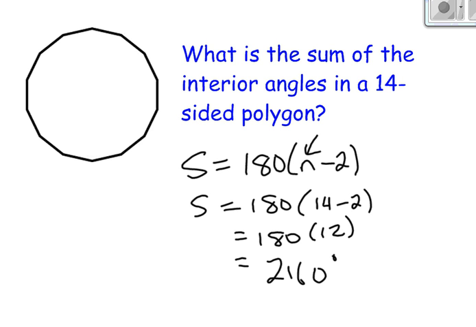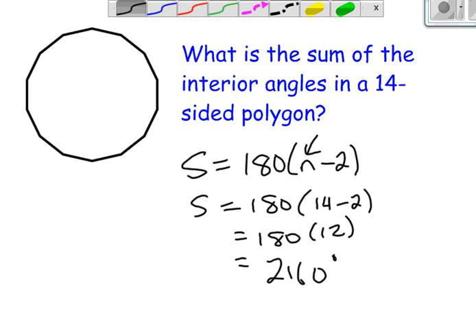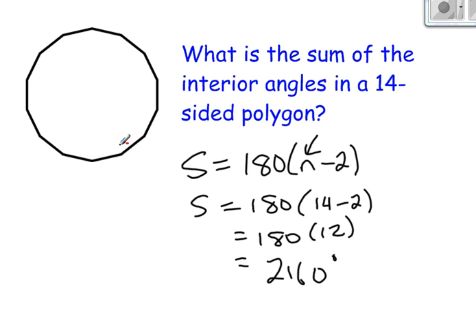And again, what that means is that if I were to measure this angle, plus this angle, plus this angle, plus this angle, and so on, all of those angles together would add up to 2,160 degrees. That's what that means.